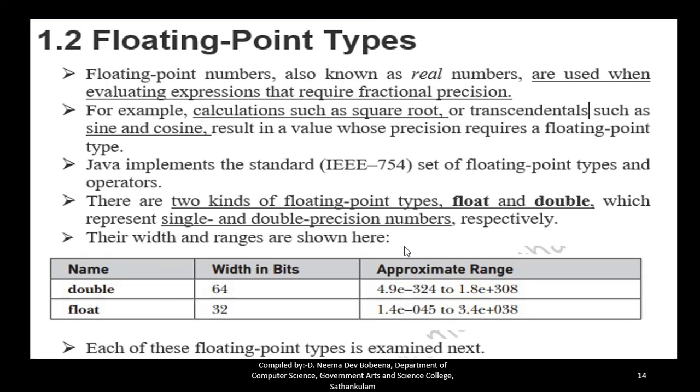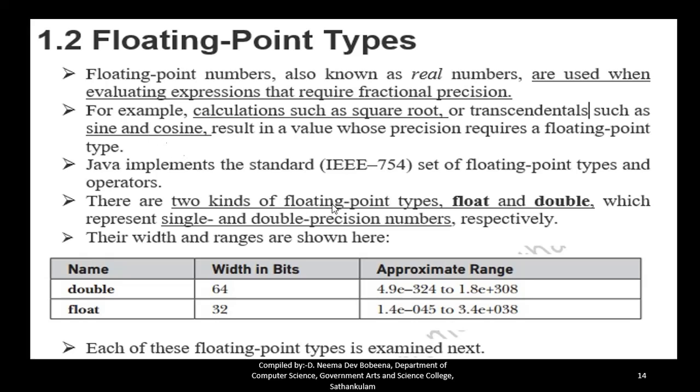Next is floating point type data. The floating point numbers are also called real numbers. These are used when we are evaluating expressions that have fractional precisions. The calculations of the square root and sine and cosine values are represented by using floating point numbers.